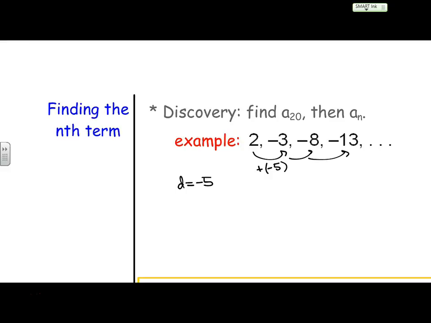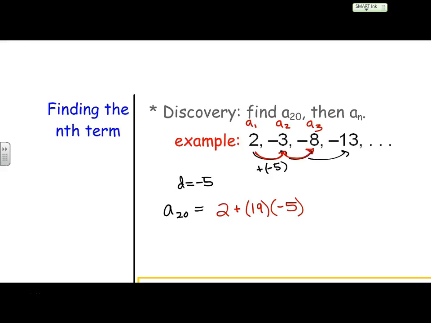Now, Jason and Ricky are both trying to figure out how to put this together to find A sub 20. I agree with their idea that we do want to multiply negative 5 by something. I say 19. Why 19 and not 20? Because 2 is A sub 1. Yeah. You have to think about how many jumps. Kiddos, this is A sub 1, and I didn't take any jumps to get there, right? A sub 2, how many jumps did I take to get there? Just 1. A sub 3, how many jumps to get there?